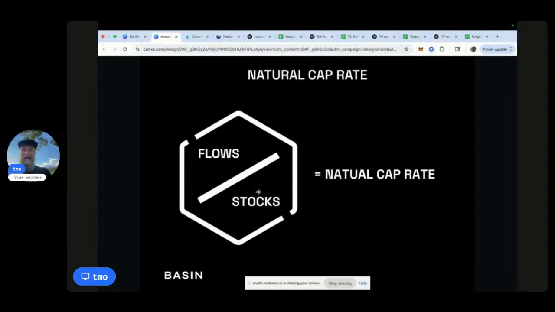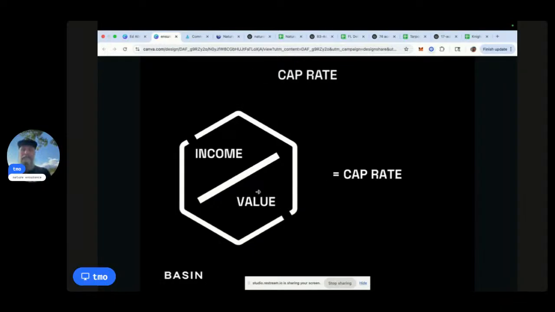But then let's just back up real quick and look at cap rate. So in commercial real estate, it's very similar. Income is the flows of cash flow and financial value, and then value is the price or the cost of the property, and then that equals the cap rate. We'll look at that in a minute.